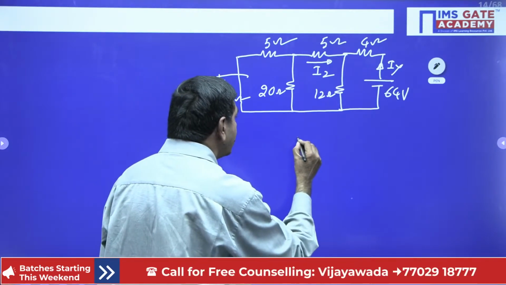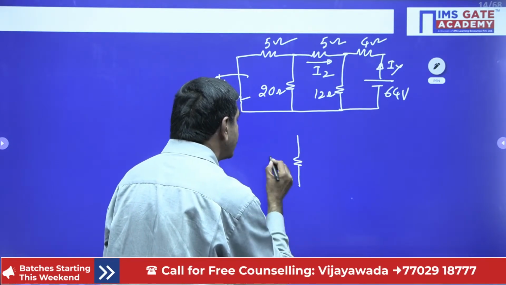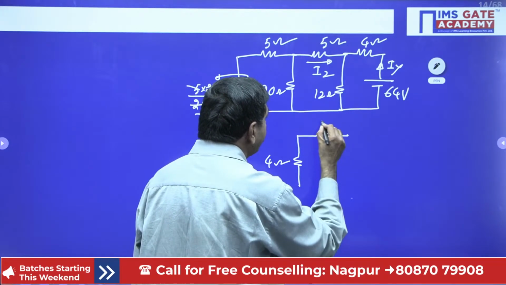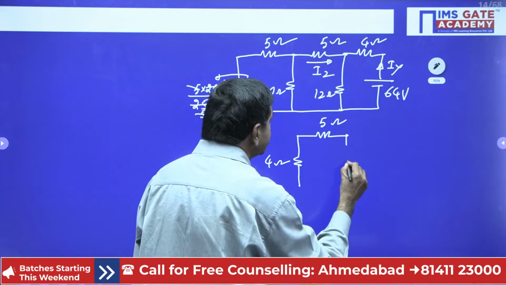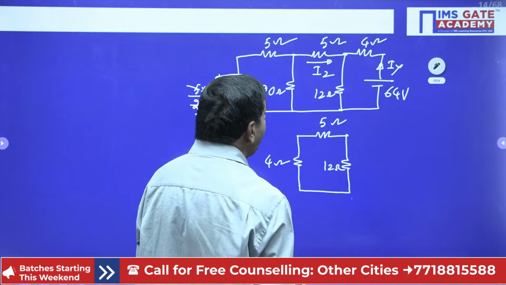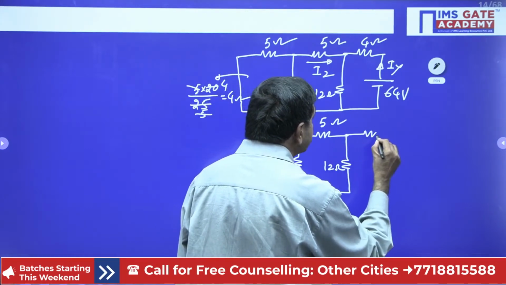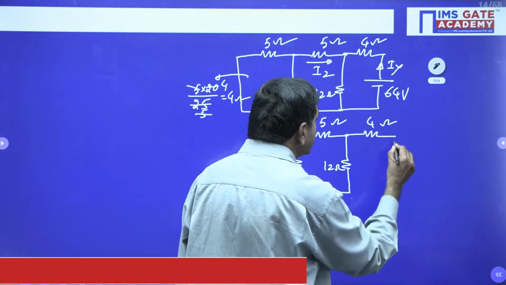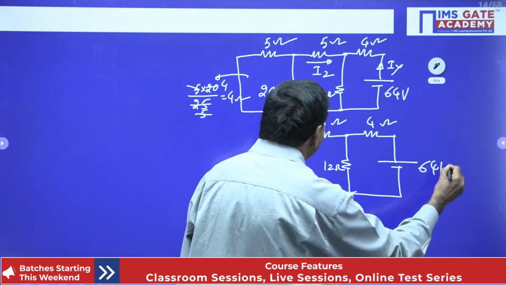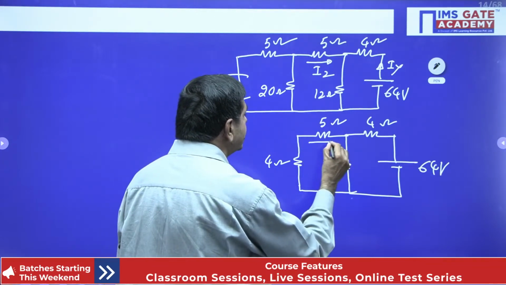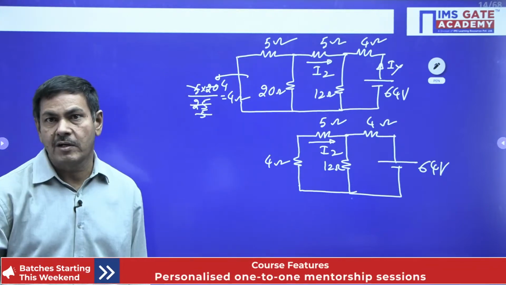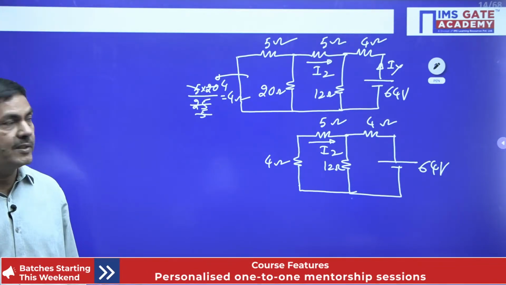I got here 4 ohm resistance, and this side a 5 ohm resistance. This side I got a 12 ohm resistance, and also this side a 4 ohm resistance. And I got here 64 volts. We are in need of this current. This current is nothing but I2 only now. Current across this 5 ohm is required. Once we get that current I2, we can determine the net current here.